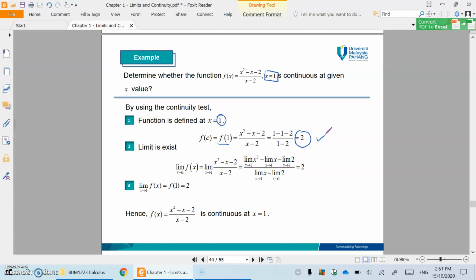Next, we define the limit of f(x). We can use the analytical method: substitute the value of 1 into x, then after the operation, we get the limit of f(x) as x approaches 1 equals 2. Comparing both results, since the limit of f(x) as x approaches 1 equals f(1), which equals 2, therefore we can say that the function f(x) is continuous at x equals 1.